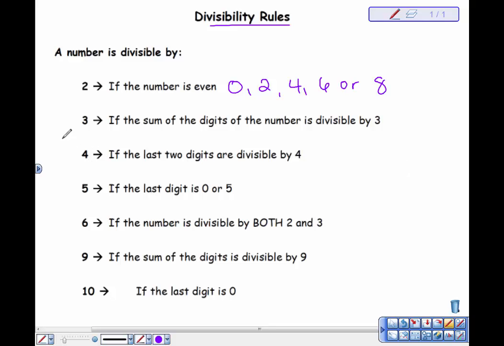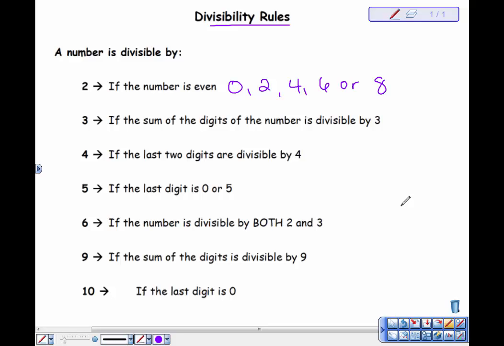Number 4: a number can be divided by 4 if the last 2 digits are divisible by 4. So 348, 48 is divisible by 4. So I can do 348 divided by 4. So if the last 2 digits are divisible by 4, then you can divide the number by 4.